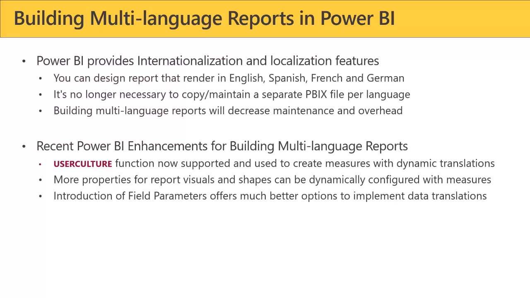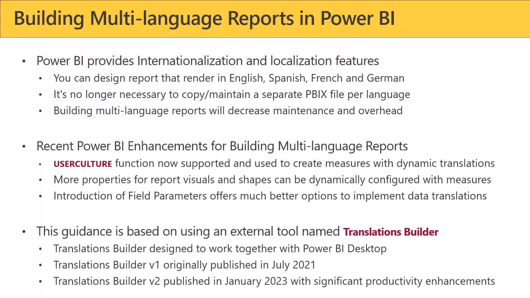But I created a set of guidance back in 2021, published it in July 2021, and there's been a bunch of changes since then. So that was one of the motivations for revisiting this guidance and freshening it up. So the user culture function lets you determine what's the language and locale of the current user. That allows us to write measures that dynamically do translations. Now there's more properties of visuals and shapes where you can bind these measures to them. And then for data translations, what you were talking about, Scott, we have this new feature named field parameters.